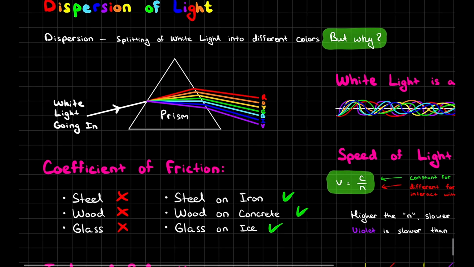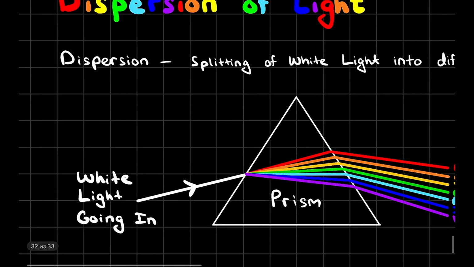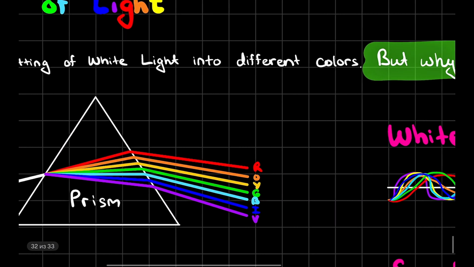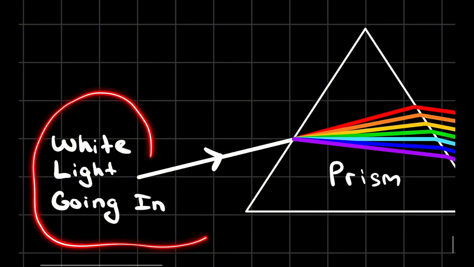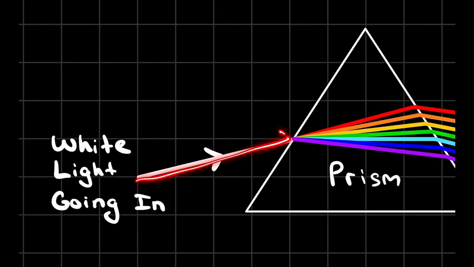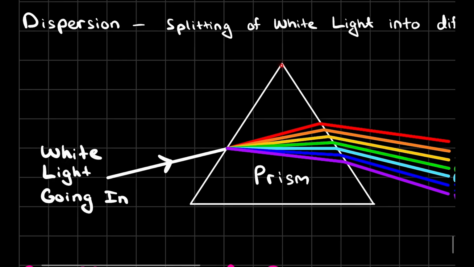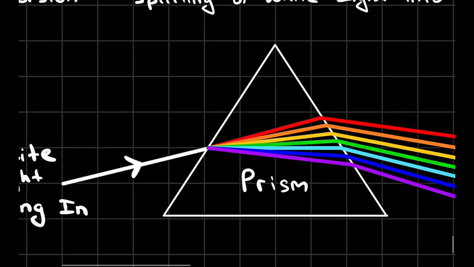Okay, so what is dispersion itself? Dispersion, in simple words, is splitting white light into different colors. As you can see here, we have some beam of white light, which goes to some kind of a prism. A prism is just this kind of a glass or maybe some different material. When we pass our light at a certain angle to the normal, then we can see this kind of phenomenon.